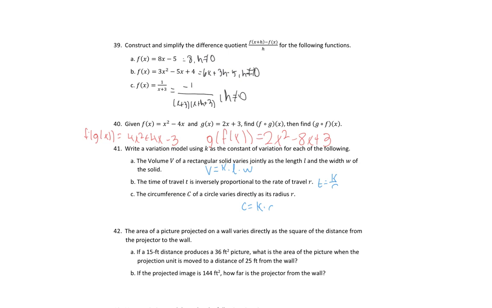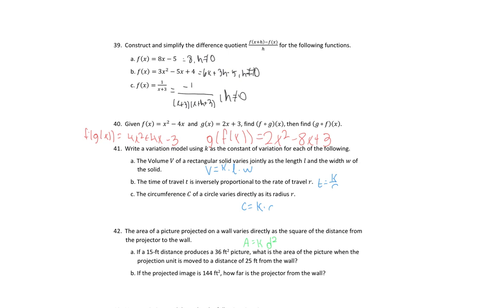The next one tells us that the area of a picture projected on a wall varies directly as the square of the distance from the projector to the wall. So that means that the area varies directly with the square of the distance. I'll say distance is d, and the square of it is d squared.